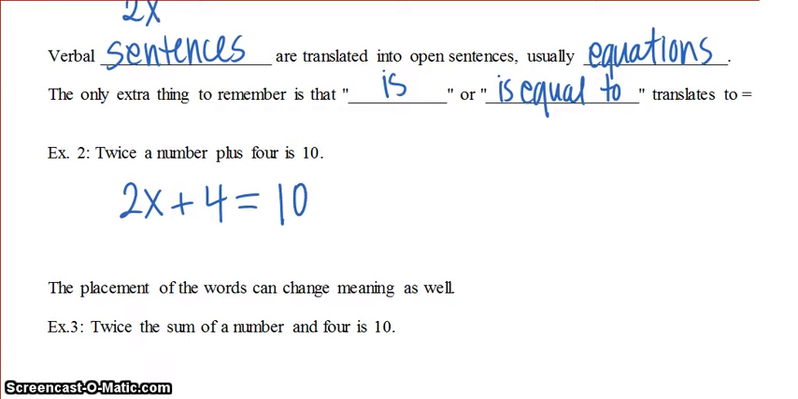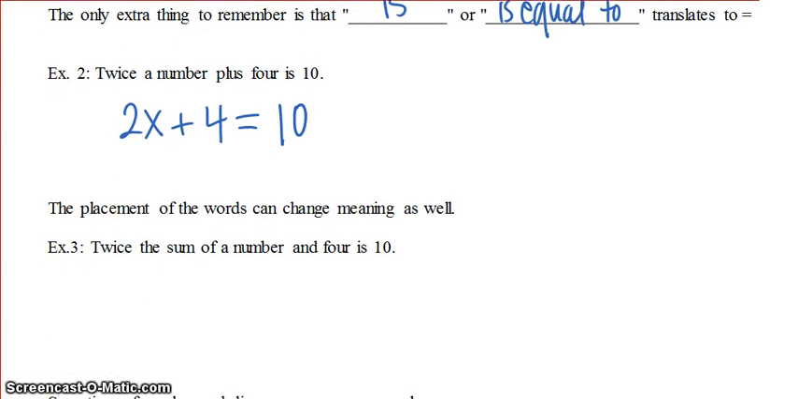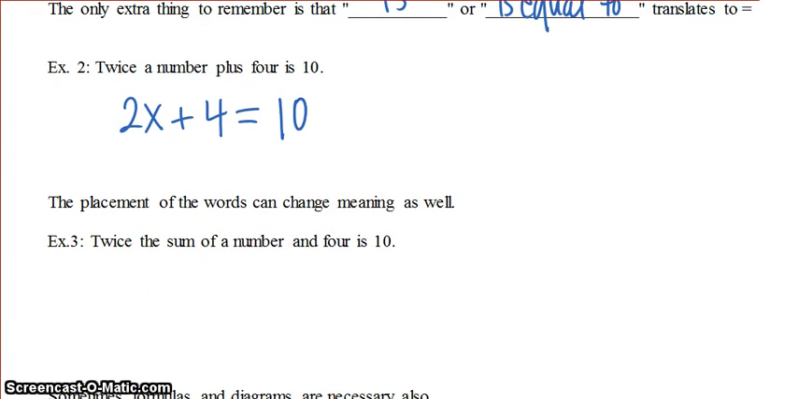The placement of words can change meaning as well. So this one's going to sound very similar, but it's going to change the whole problem, and it's going to look similar written out. It says twice the sum of a number. Well, do we remember what the sum is? Sum is the answer to an addition problem. So we're going to have to be multiplying 2 times whatever that sum is. We don't know what that sum is.